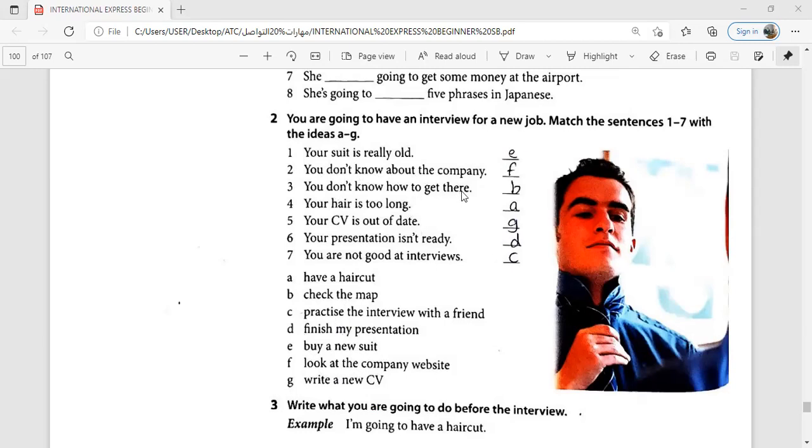I'm going to look at the company website. You don't know how to get there. You feel his friend is either giving him advice or discouraging him, but notice the plans. Now you don't know how to get there. I'm going to check the map. Of course nowadays what do we say? Google Maps or the GPS. Your hair is too long. What do you say? I'm going to have a haircut.